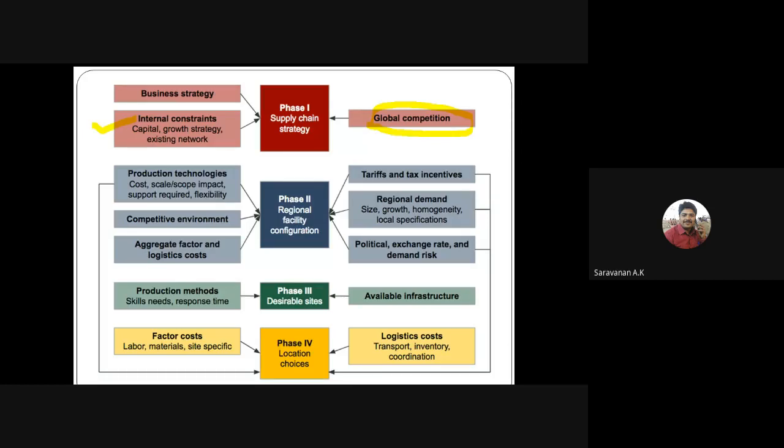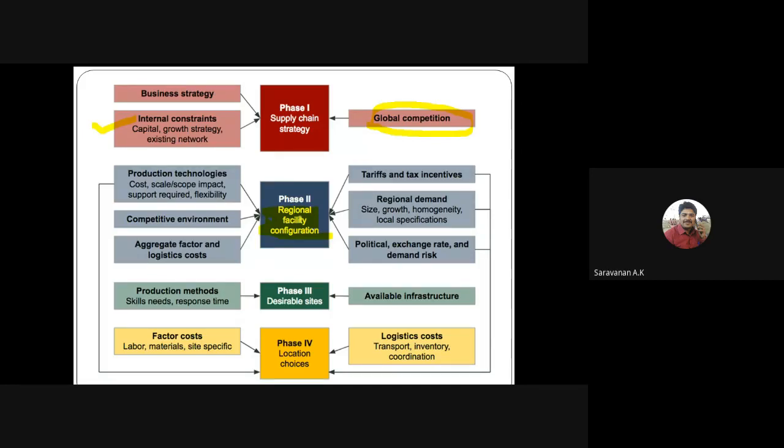Then we can move to the second phase, which is the regional facility configuration. It is the second phase of the framework of supply chain network design.